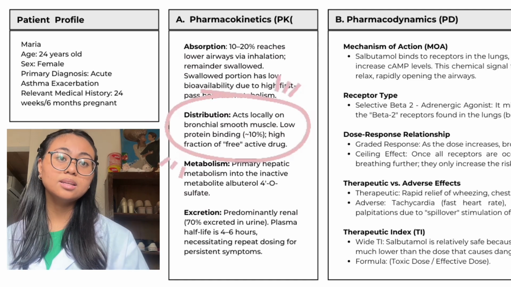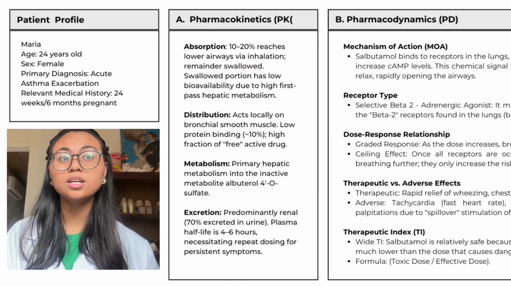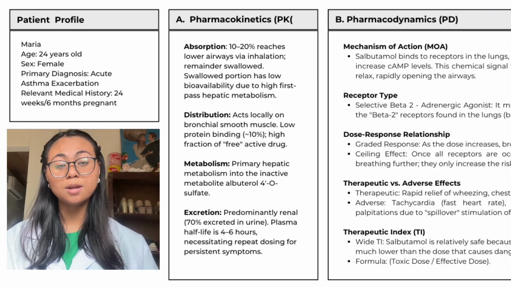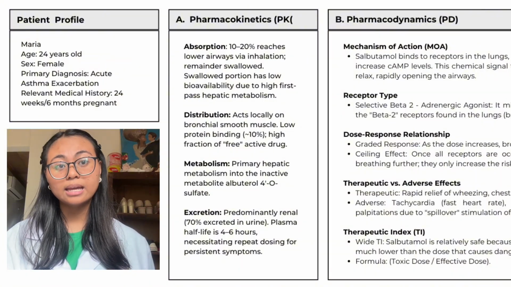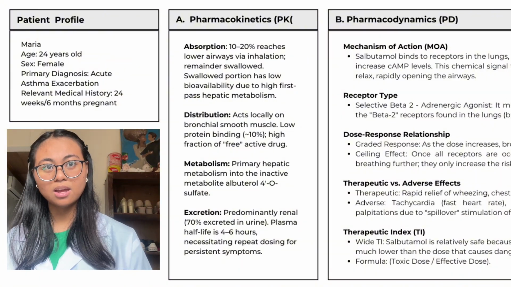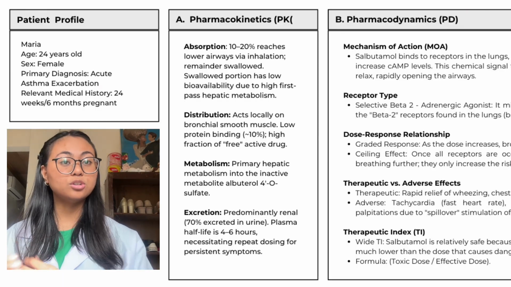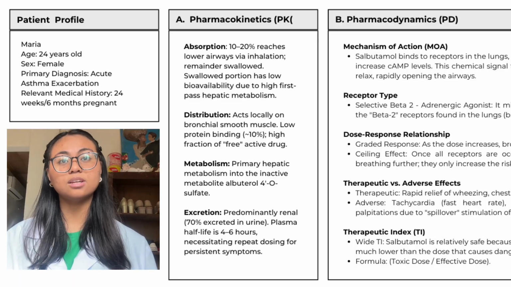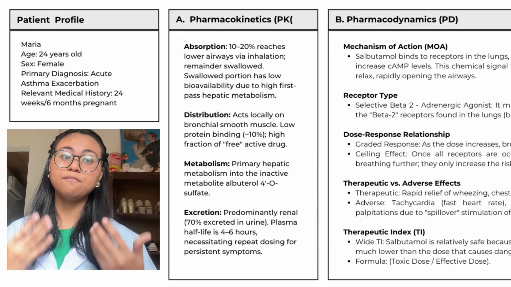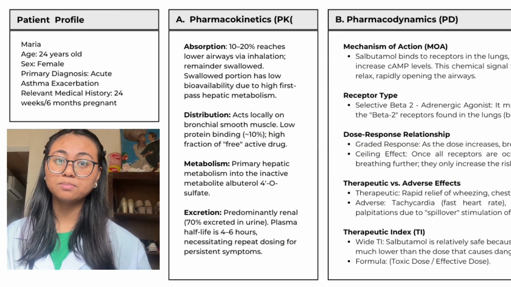The next one is the distribution part. The drug is distributed locally to the bronchial smooth muscle. It has low protein binding. Roughly only 10% of the drug gets bound to proteins and is inactive. Fortunately, the remaining 90% of the drug remains free and active to do its job, providing the pharmacological effects that the patients need to relieve their symptoms.